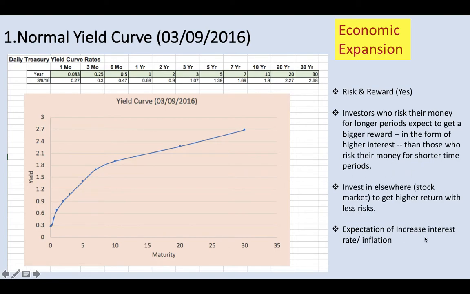Then there is the expectation of increasing interest rates or inflation. If you expect the future interest rate or inflation to increase, you don't want to hold long-term bonds, so you will require a higher yield if you want to buy one. That's why this usually happens. Most of the time the yield curve is normal, reflecting economic expansion.